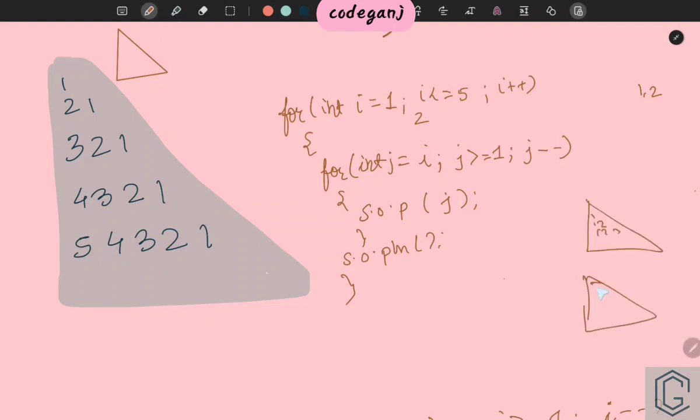In this, what will happen? It will keep decreasing, like this, or it can also be like this kind: 5, 5 4, 5 4 3, 5 4 3 2, 5 4 3 2 1. Try solving this one. Next class I will tell you, but try to solve this.